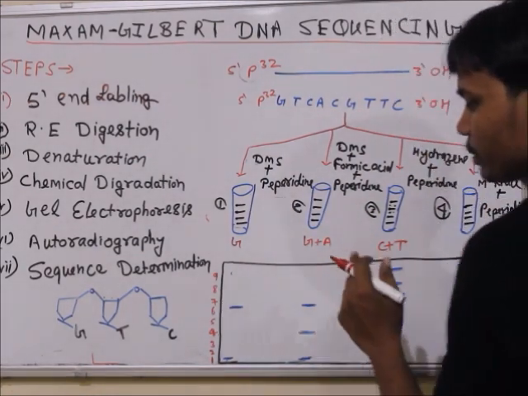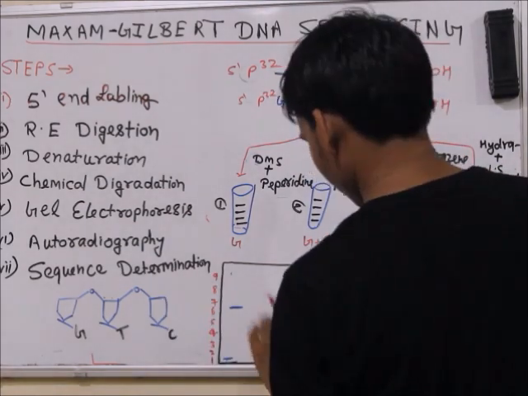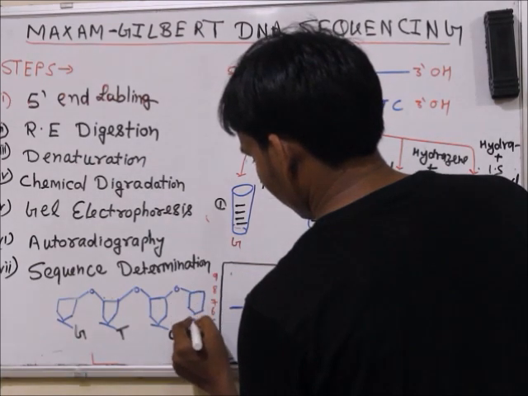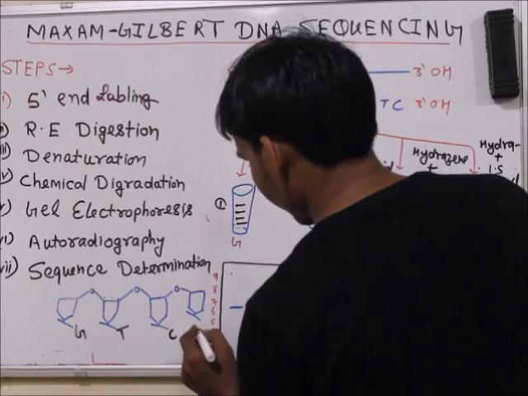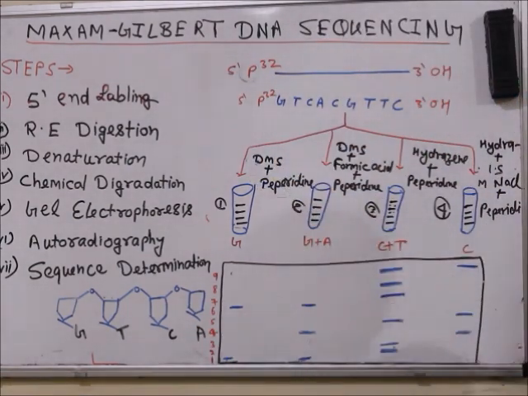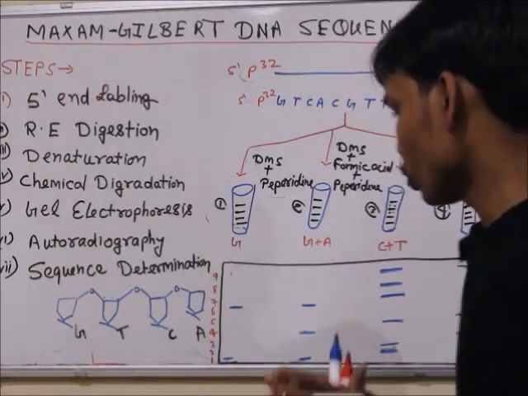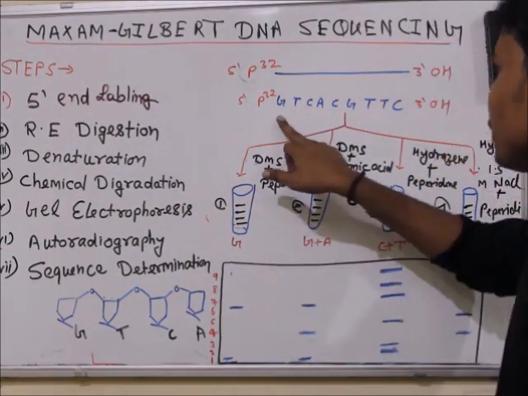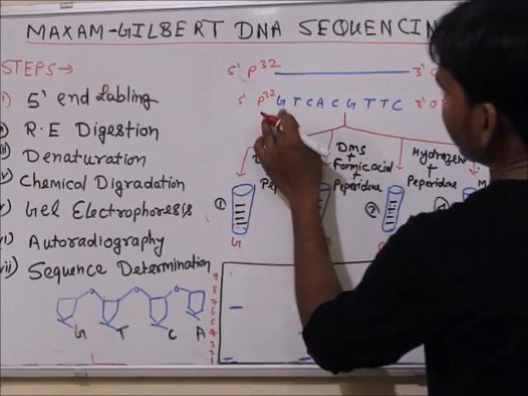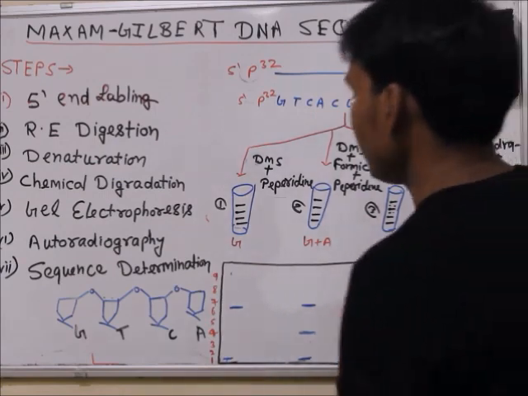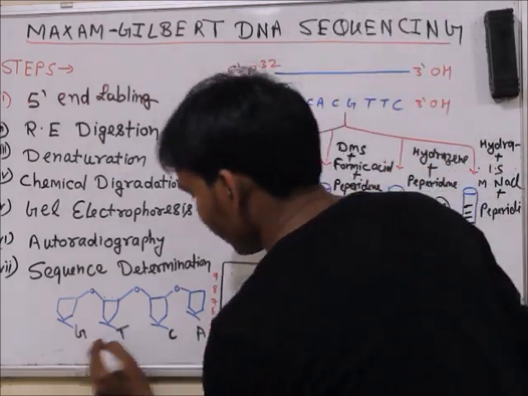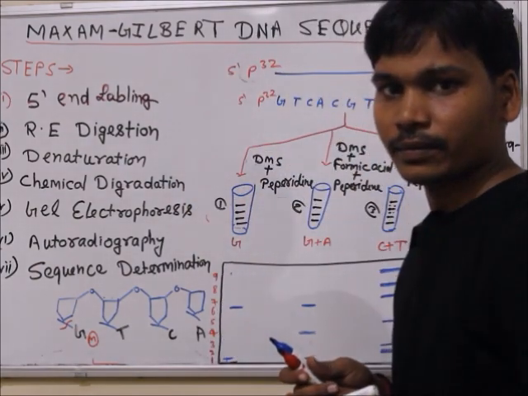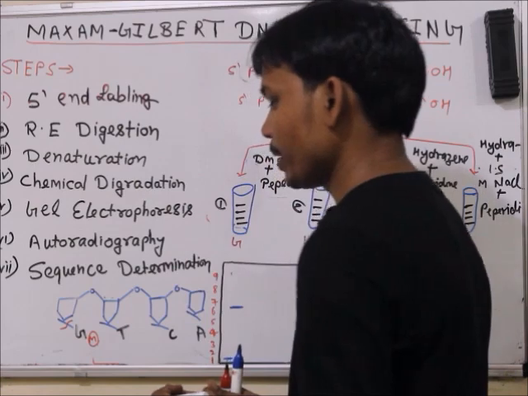Okay, and further that is A. Then dimethyl sulfate specifically recognizes those bases where G is available in the DNA sequence in this tube. So you are seeing here that there are 2 Gs, 1 and 2. That will be methylated. What happens after methylation? After methylation, the glycosidic bond will be broken.